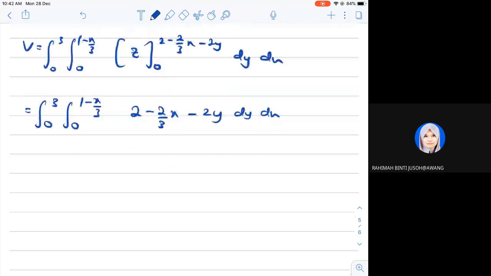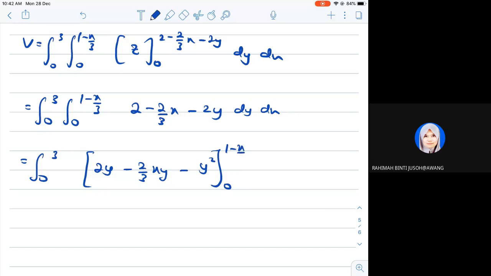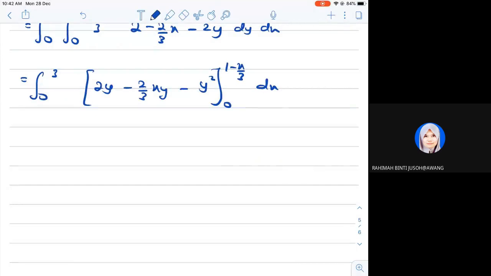So let us integrate this with respect to y. We will have 0 until 3, 2y minus 2 over 3xy minus y squared over 2. So these two can be cancelled. So we have to substitute 0 and then substitute y equals 1 minus x over 3, dx. So substitute everything into y. So we have 0 until 3. Okay, substitute.